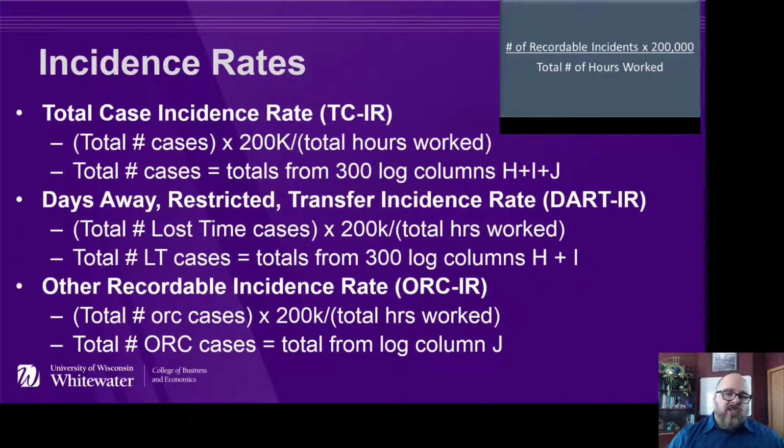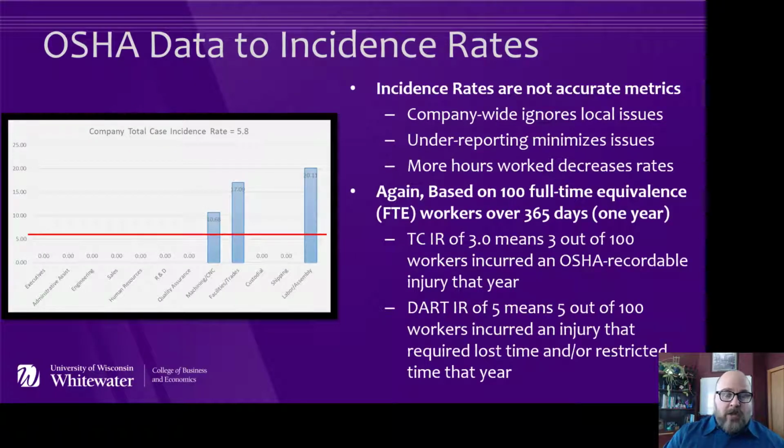Here are the different classifications of incidence rate that I mentioned. We don't always calculate the other recordable incidence rate. I also gave you the 300 log columns matched up here. Total cases is H, I, and J. Days away, restricted, or transferred, or DART, is just H and I. The other recordable is just J. If you take 43 with me, we do a lot of calculations. We're actually doing them right now.